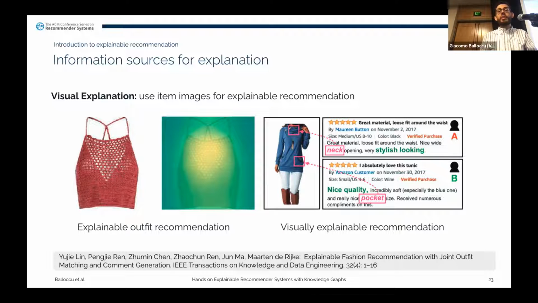Or in the approach on the right, you can see that it connects the reviews with the parts of the item that are associated with the review. So if the review was talking about the neck, these approaches can clearly identify the neck and connect the review with the item that got recommended, so that the user can understand better why the item got recommended to them.